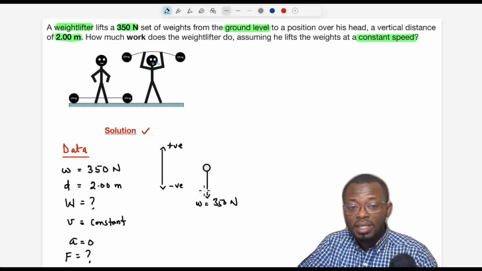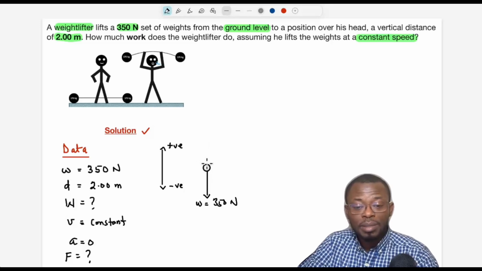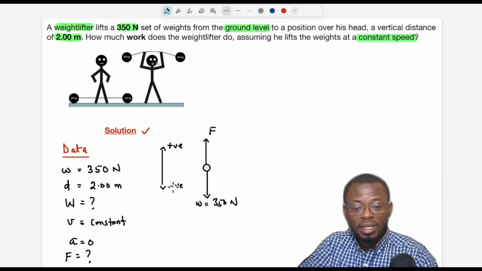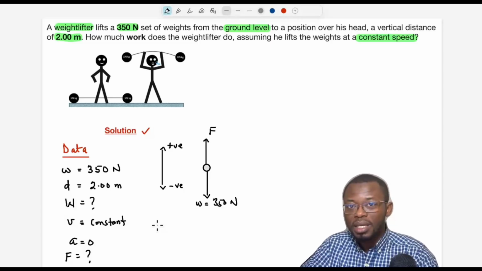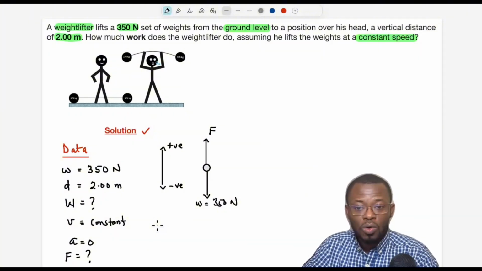And then the weightlifter lifted with some force in the upward vertical direction to lift this weight. So in that case, that applied force is going to be pointing vertically upwards, and that is going to be positive because it is pointing upwards, and let's call that F. So from Newton's second law, we know that the net force acting on this object is 0 because of the condition constant speed or constant velocity, meaning there is no change in the velocity of this weight as the weightlifter lifts this weight over his head.